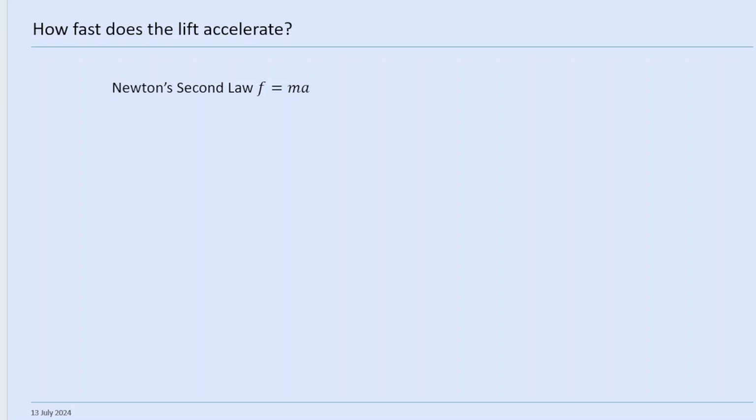So we start with Newton's second law. We want to know how fast the lift accelerates. F equals ma. We want to know a. So a equals F over m, dividing both sides by m. For the record, acceleration and force are both vectors, of course. What is the force? What is F? It's the force of gravity.